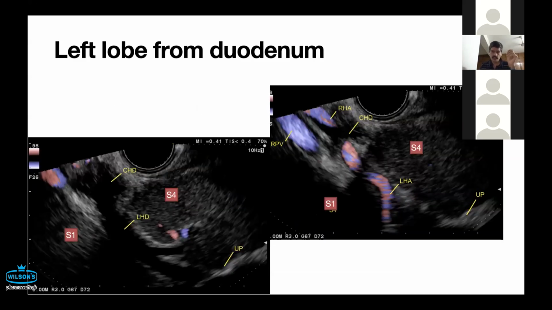Unlike what is written in the textbooks, you can see a very large part of the left liver also from the duodenal bulb. So this is again imaging from the duodenal bulb. The proximal left hepatic duct is better traced from the duodenal bulb. This is the left hepatic duct. You see segment 4 here, and this is the umbilical ligament, the ligamentum teres, which you can see from the duodenal bulb. The left hepatic artery normally takes a loop like this, and this is very characteristic.